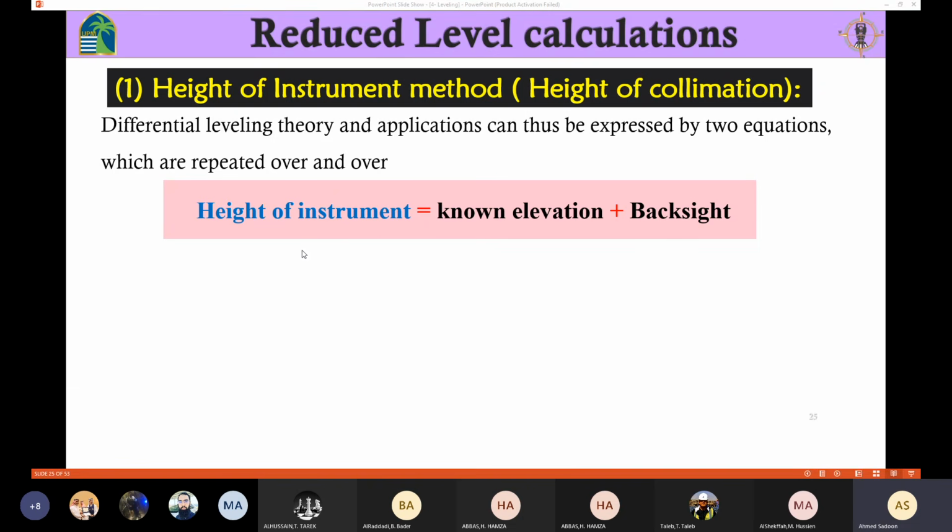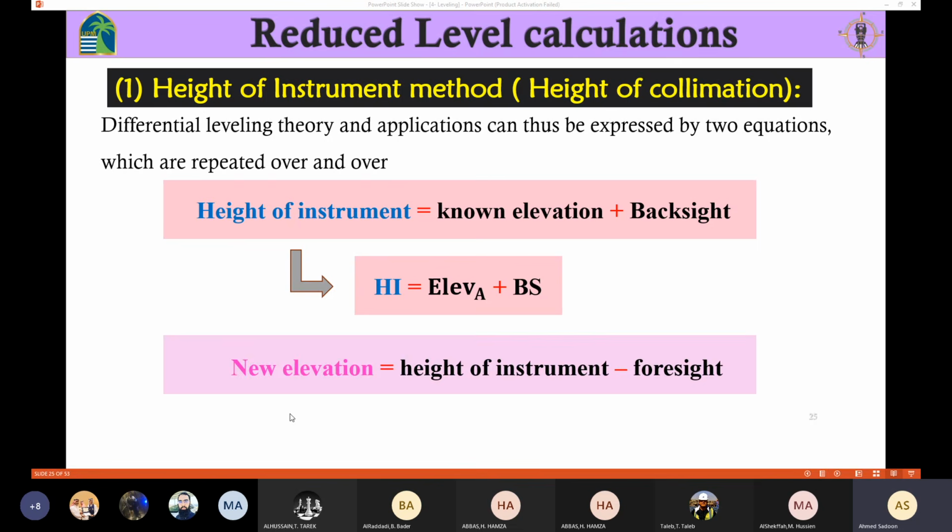So again, first I need to determine the height of an instrument. The height of an instrument is going to be the known elevation, which is the benchmark, plus the backside. The backside is the reading on the benchmark. Okay. Then the height of an instrument, known as HI, is the known elevation, for example elevation of point A, plus the backside on the point A. Then the new elevation, which was the elevation of the point B in the previous example, is going to be the height of an instrument minus the foresight on the new point, point B.